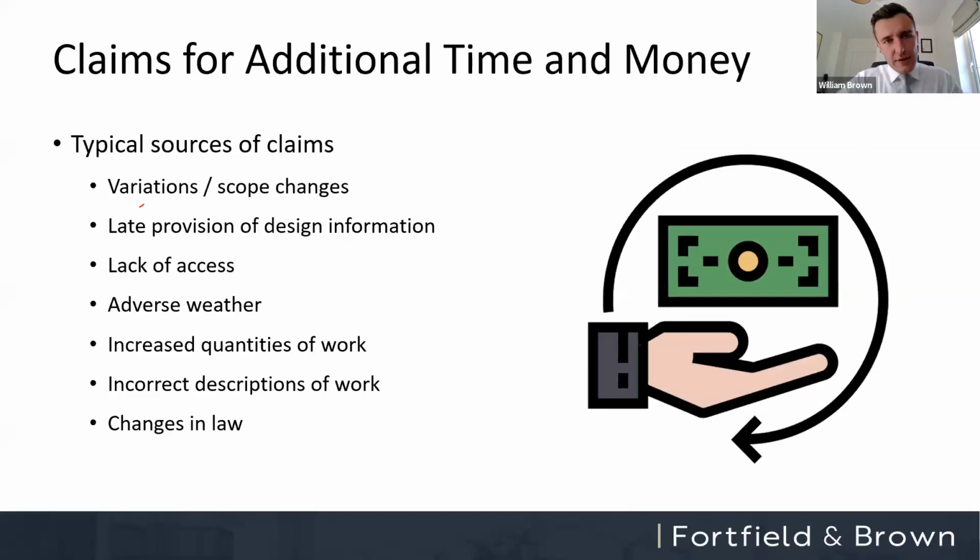So what I've put on the screen here are what I would call some typical sources of claims: variations, late provision of design information, not sticking to the accepted program, lack of access, weather, changes in law. Again, you only have to have some experience on a construction contract to see some of the things that contractors will be claiming on a daily basis. And the procedure thereafter is always the same.